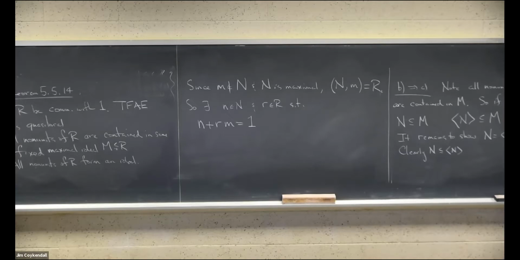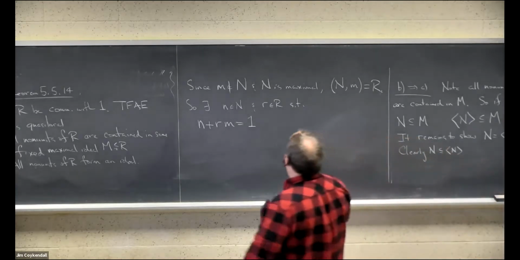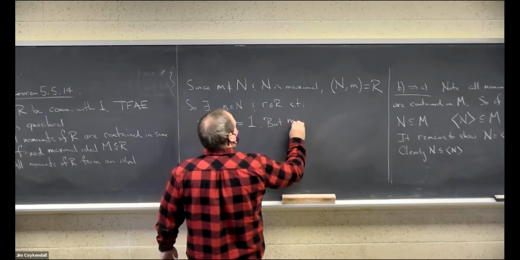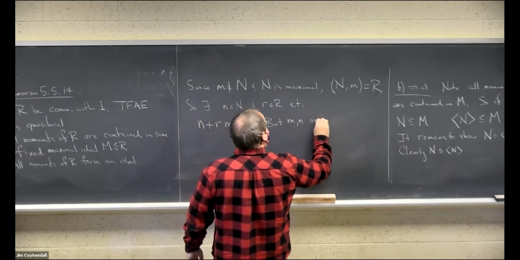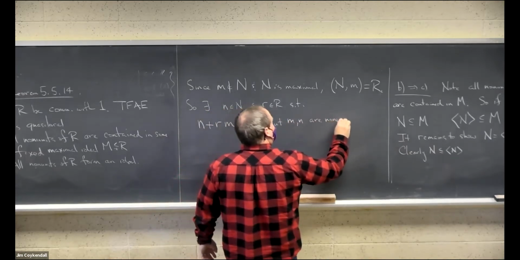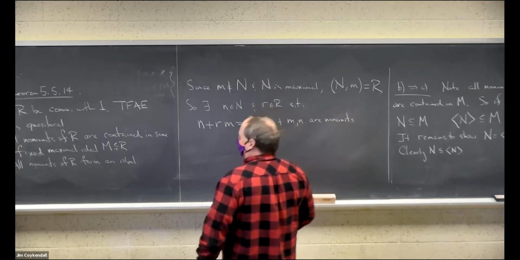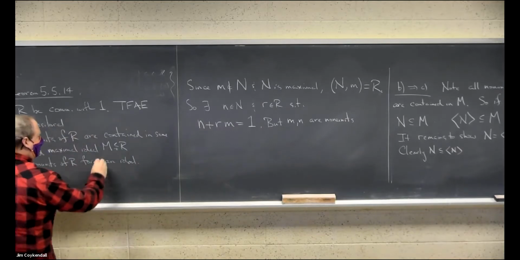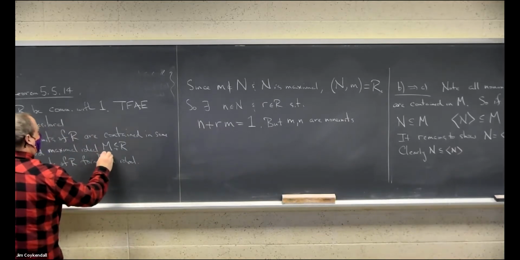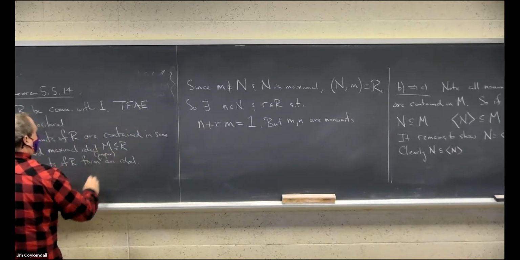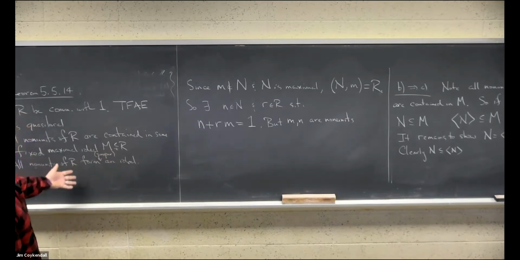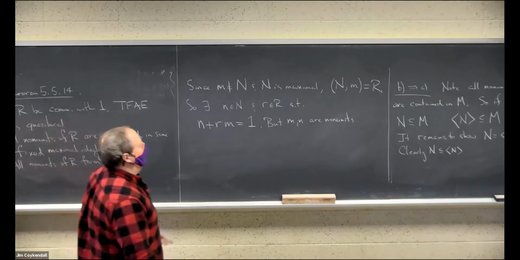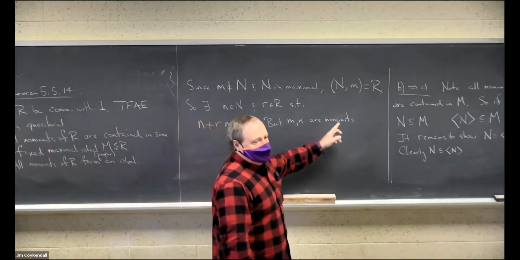And this is a problem because note M and N are non-units. I didn't say this in the statement, and I should have, because otherwise the statement is always true if you allow the whole ring to form an ideal. We need this to form a proper ideal. M and N are non-units.